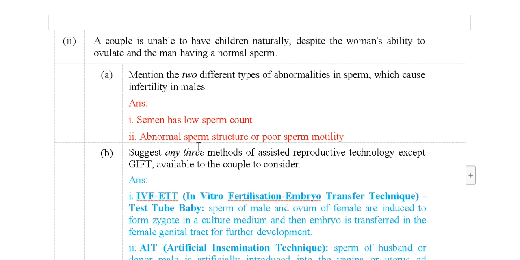Another is the abnormal sperm structure or poor sperm motility. The sperm structure is not fully developed, so it is abnormal development, or this is poor sperm motility. The movement is also not perfect. So these are the 2 possibilities of sperm features which mainly create infertility in males.